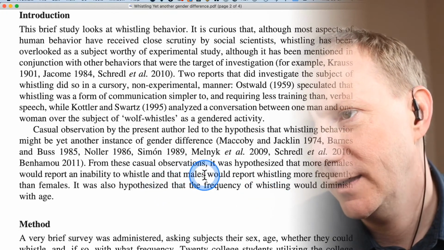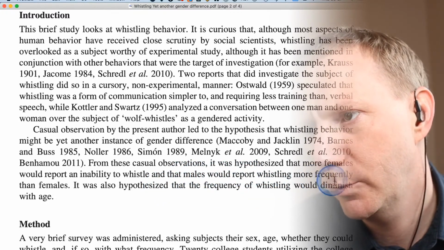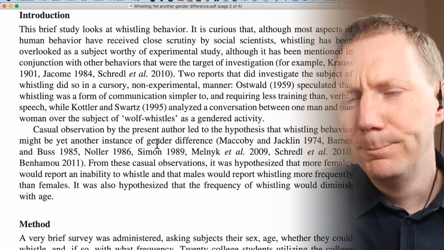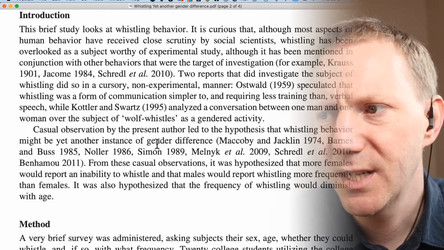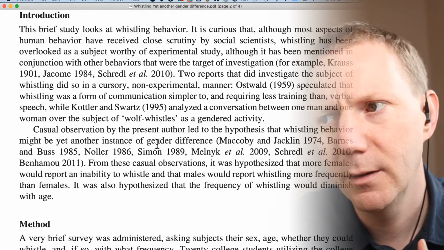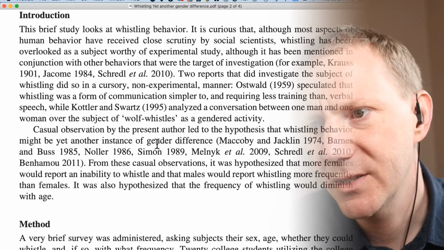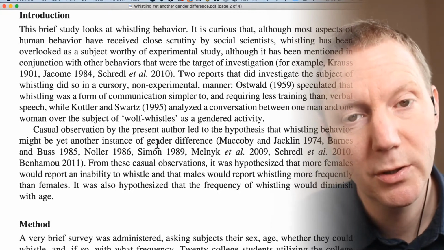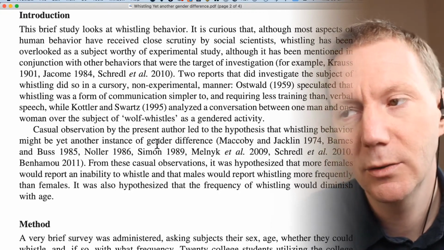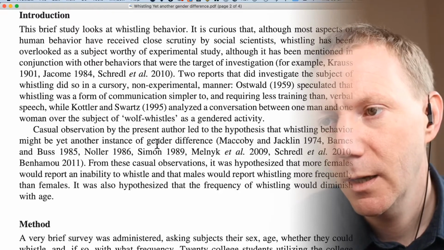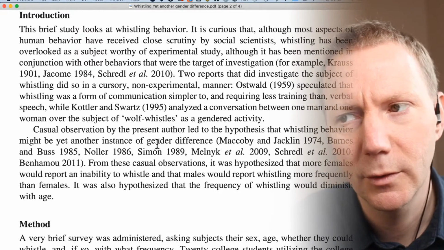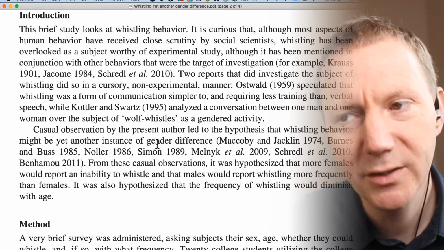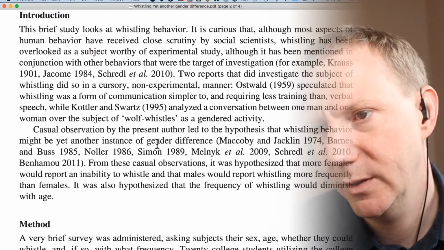And the other part was that males would report whistling more frequently than females. You're treating the frequency of whistling as a continuous variable, which I think is plausible. In that case, you would opt for an independent samples t-test, where you would just see what the mean frequency is for the males and what the mean frequency is for the females.